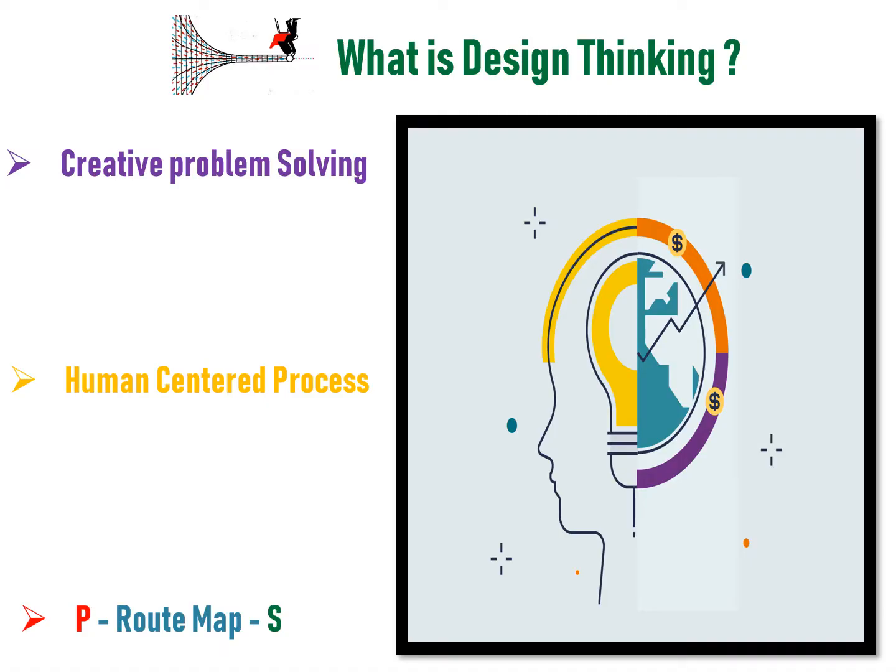What is design thinking? Design thinking is a process of creative problem solving for humans. That means this design thinking is a human-centered or human-centric approach. That means we are trying to create the solutions for the problems being faced by human beings. In a short way, we can also say that design thinking is a route map from problem to the solution being created for human beings.